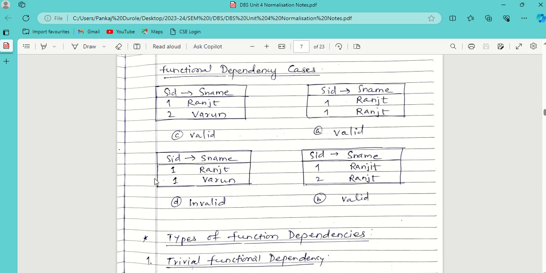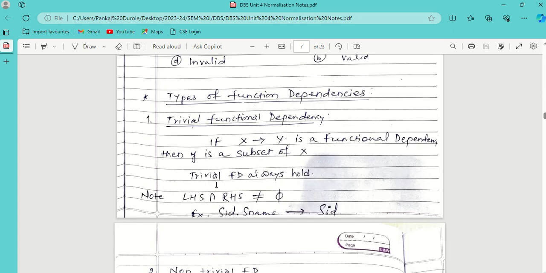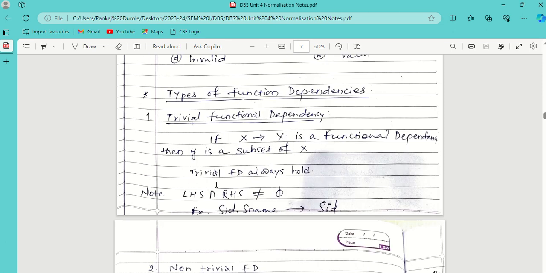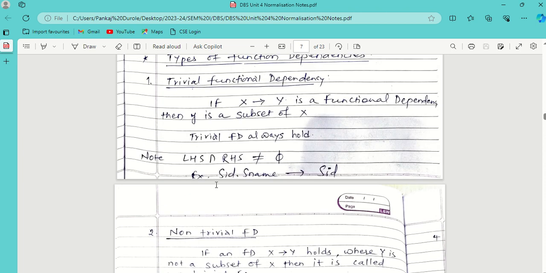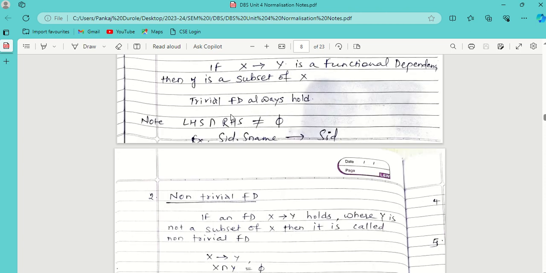This will not be valid because this is supposed to be a primary key, a unique value, and the unique primary key is not going to determine two different attributes over here. So there are basically two types of functional dependencies, trivial and non-trivial. If X is determining Y is a functional dependency and Y is a subset of X, it is called a trivial. And if Y is not a subset of X, it is called a non-trivial functional dependency.